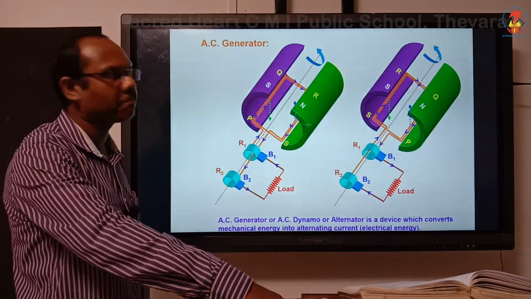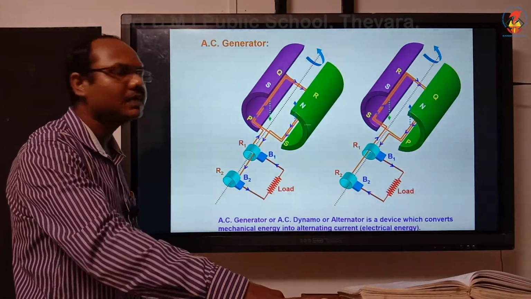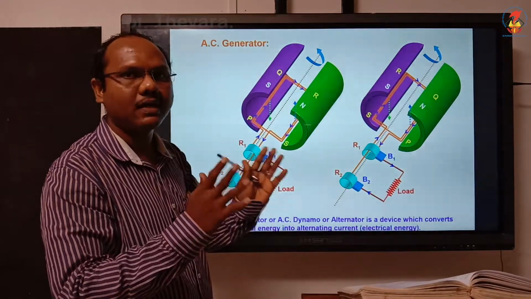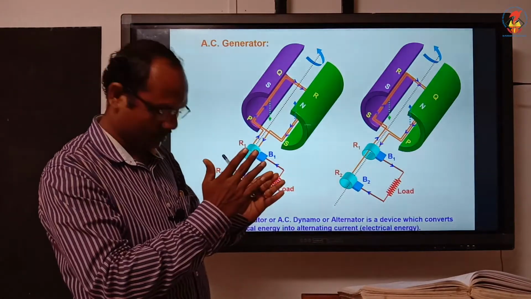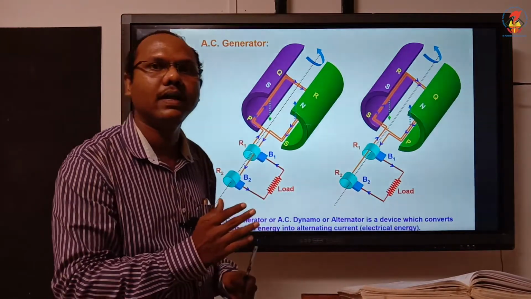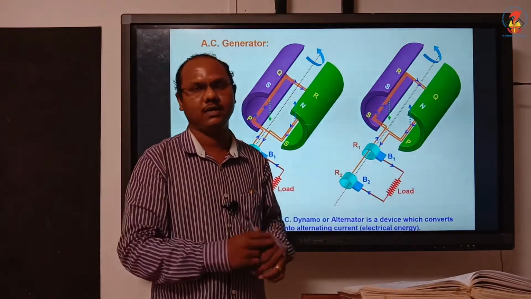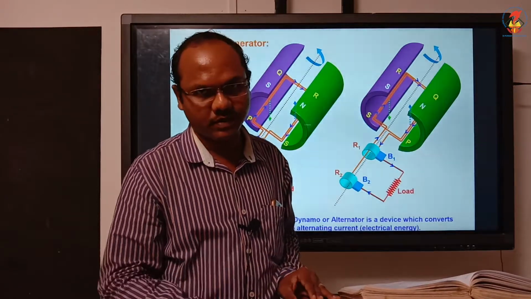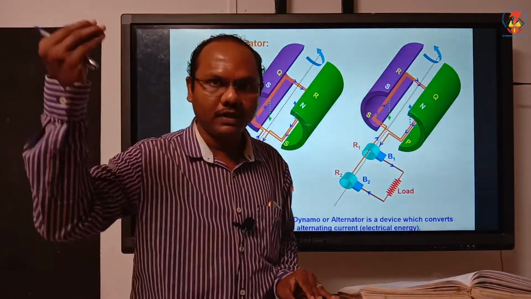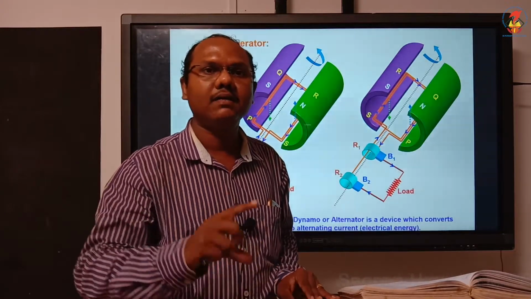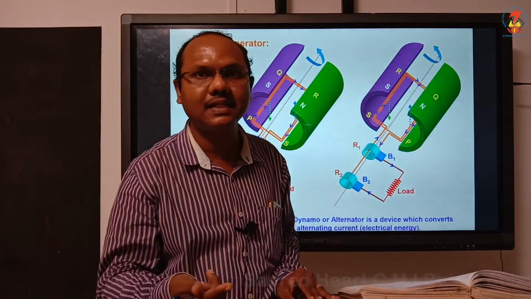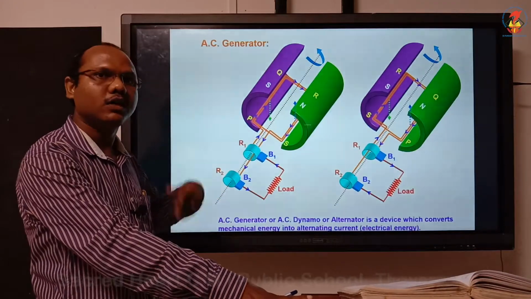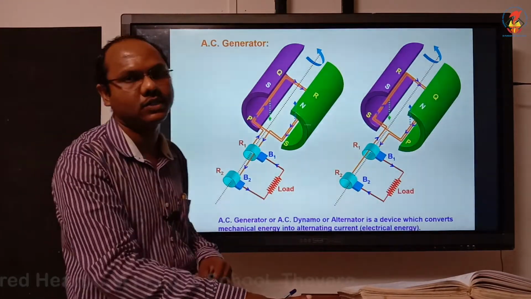Now how will it work? This rectangular coil PQRS is wound on an iron core. The iron core plus the rectangular coil together is called the armature coil. This armature is rotated by mechanical means. For example, water flows from the dam, and that flowing water is used to rotate the turbine. The turbine is connected to the shaft of this armature, so as the turbine rotates, the armature will rotate.